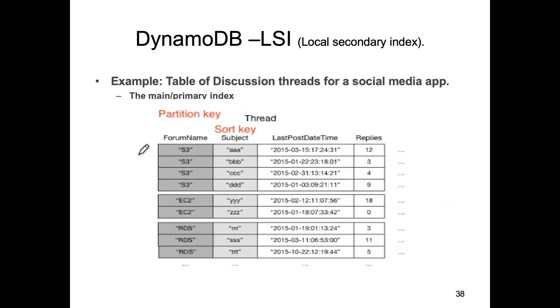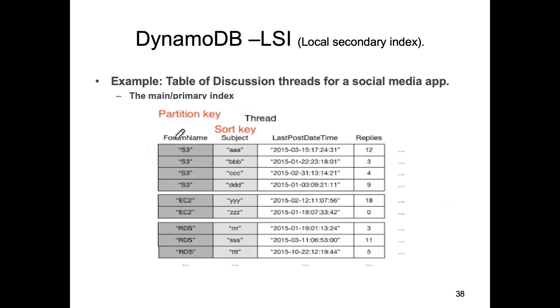I took this straight out of the DynamoDB online documentation. So we've got a table here that, what are we told? It's a table of discussion threads for a social media application. And here's my table, let's call it my primary index.